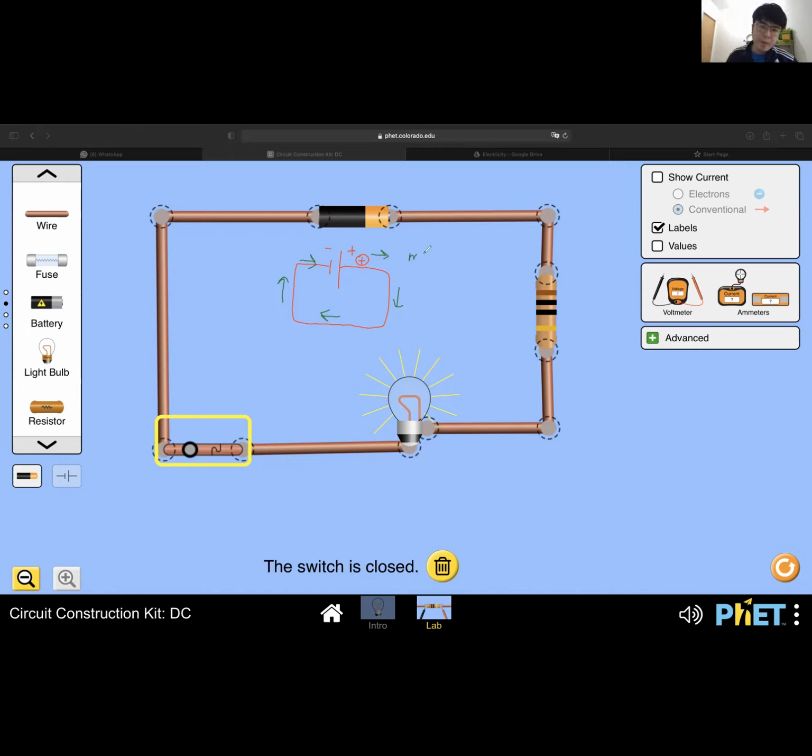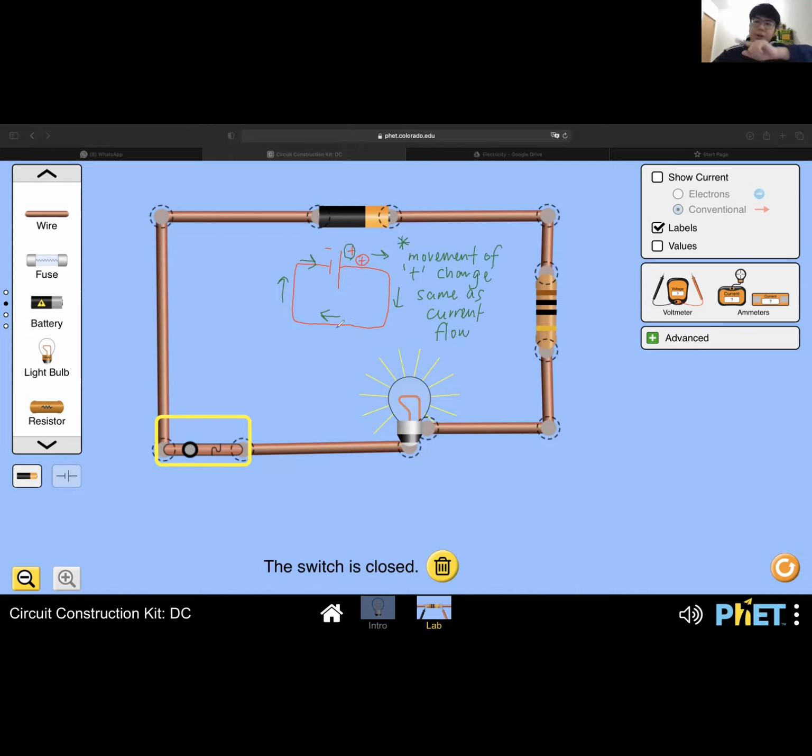Here I write: movement of positive charge, same as current flow. Please remember this. Movement of positive charge is the same as current flow. That means current flows from the positive terminal to the negative terminal.